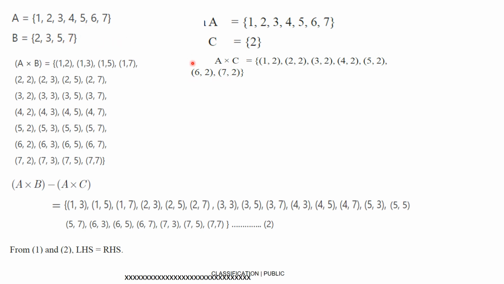Next A cross C equal to, it's only one term in C, so (1,2), (2,2), (3,2), (4,2), (5,2), (6,2), (7,2). So next, A cross B minus A cross C means whatever terms with 2 in the second place you cancel it, and the remaining you write it. That is equivalent to equation 1 also. Therefore equation 1 and 2 are equal. Therefore LHS equal to RHS. Okay, clear students?